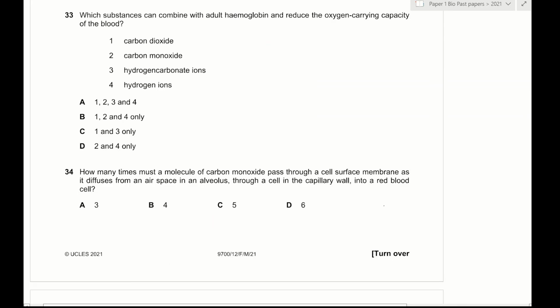33. Which substances can combine with adult hemoglobin and reduce the oxygen carrying capacity of the blood? First of all, we have 1, carbon dioxide. Yes, it indirectly causes a reduce in oxygen carrying capacity of the blood. The reason for this is when carbon dioxide combines with water, it forms carbonic acid by the action of the enzyme carbonic anhydrase. This carbonic acid dissociates into hydrogen ions and bicarbonate.